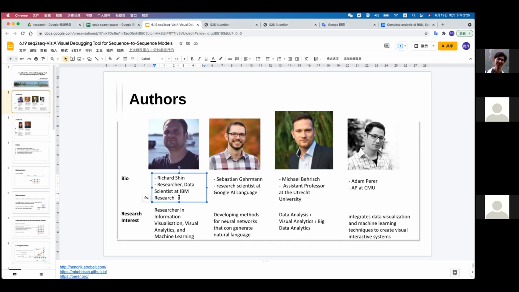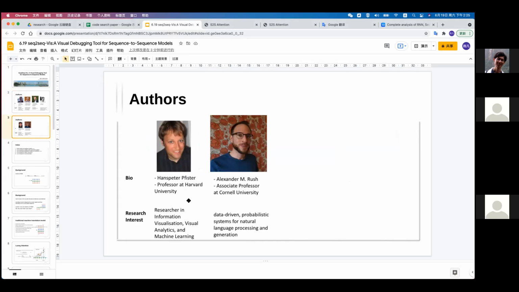The first author is a researcher and data scientist at IBM Research. The other authors may come from companies like Google or from universities like CMU, Harvard and Cornell.